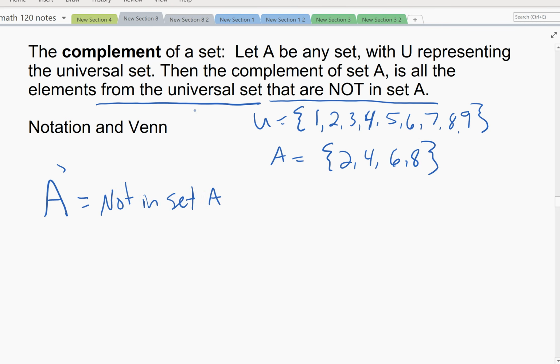Alright, I can only do those that I'm looking at and look at everything that's not in the circle that I'm interested in. Alright, so for our set, well, A was the even, so not A would be the odds, right? 1, 3, 5, 7, and 9, right? 1, 3, 5, 7, and 9 are all of the elements from my universal that are not in set A. Right? So not in set A, but still from the universal.